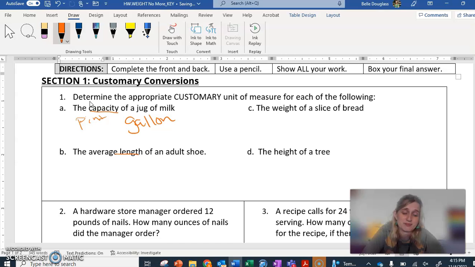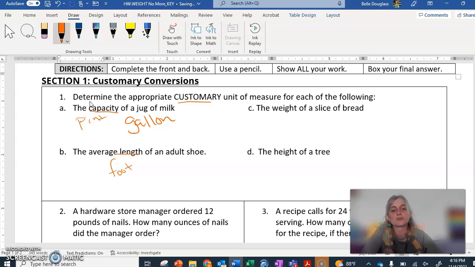The length of an adult's shoe. Probably not an inch. Probably more like a foot. So feet or inches, I guess you could put inches, but probably not miles because nobody's foot is a mile long. Not yards, not meters, things like that. Well, not meters anyway because we're talking about customary units.